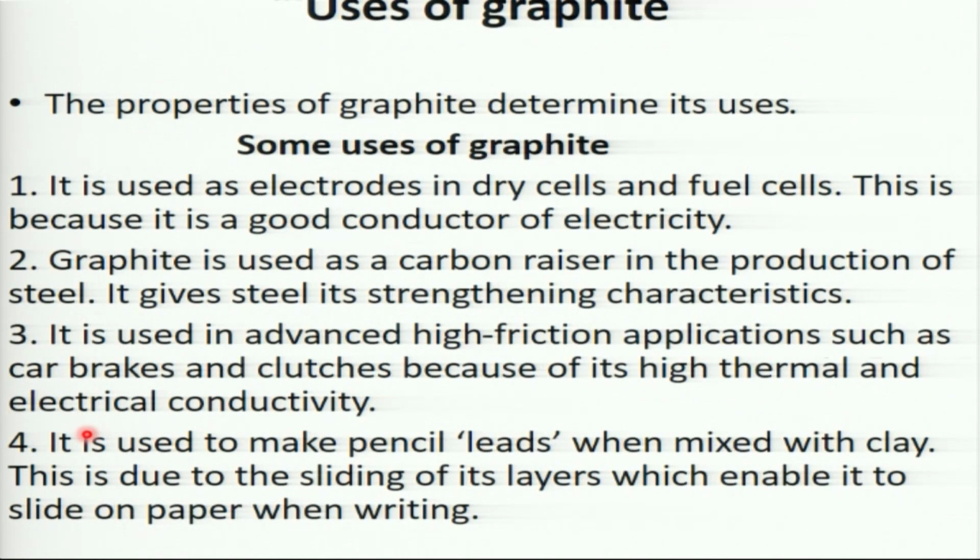One, it is used as electrodes in dry cells and fuel cells. Why? Because it is a good conductor of electricity. What gives it to be a good conductor of electricity? The presence of the free electron. All right? Good. Another use of graphite is that it is used as a carbon layer in the production of steel. So it gives steel its strengthening characteristic.